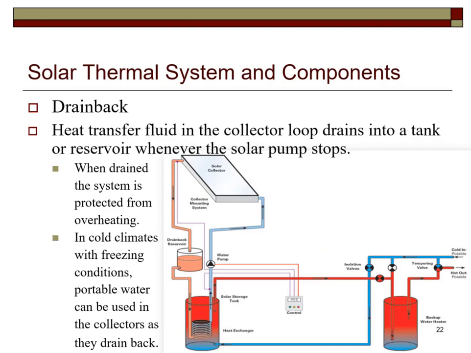This demonstrates the operation of the drain-back system. When the pump turns on, the fluid is drawn from the drain-back reservoir and flows into the bottom of the collector. The pump must be capable of supplying enough pressure to force the fluid up and through the collector. There is a temperature sensor at the top of the collector and another in the storage tank. When the collector is hotter than the water in the storage tank, the pump turns on.